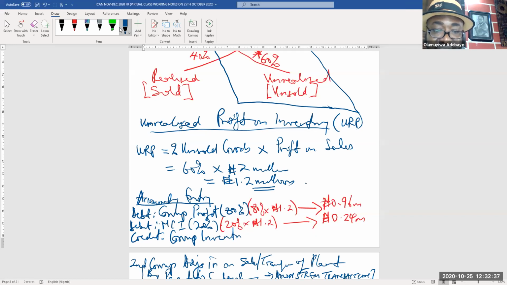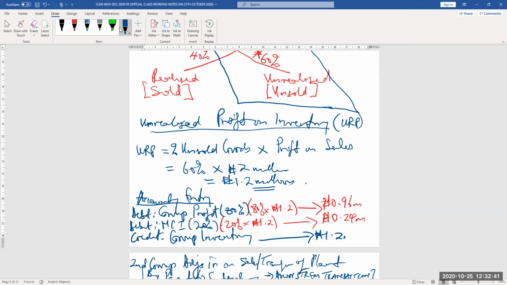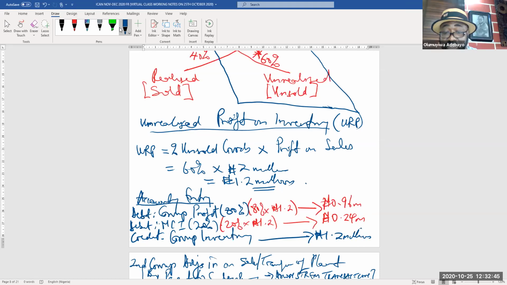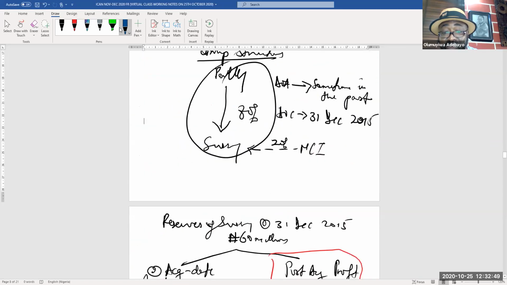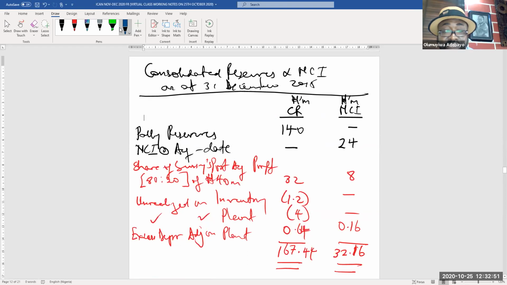the 100% of it will still affect our what? Inventory, which is 1.2 million. Now, what is the effect of that? Look at what I'm doing. The effect of that is that the 1.2 million before only affected the parent. But now it's affecting not only the parent, but it's affecting what? Both the parent and the NCI.